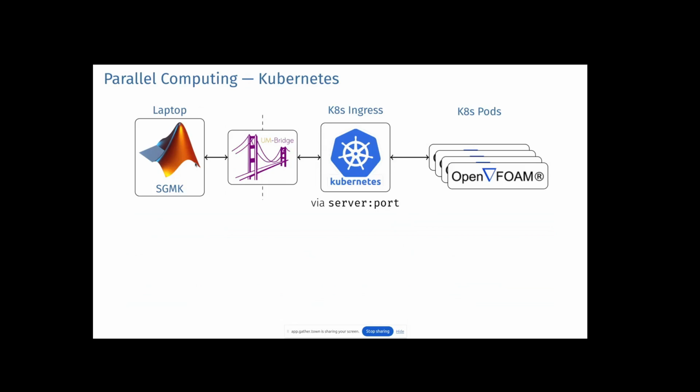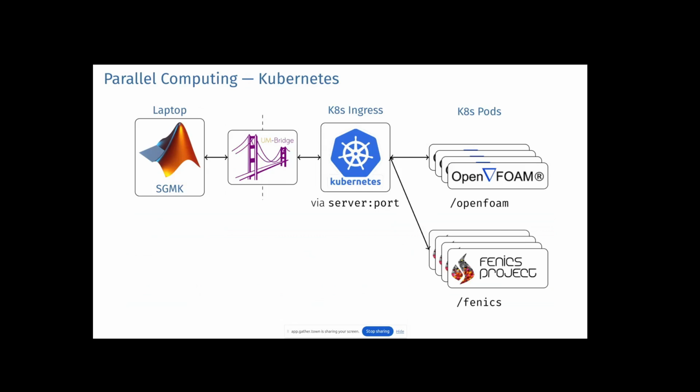We change a for loop to a parfor loop, send our queries through UM-Bridge to this Kubernetes setup, and now instantly, without changing anything on the left-hand side, we have access to many, many instances of our solver, which is really powerful. It's obviously in parallel, so we can really speed things up.